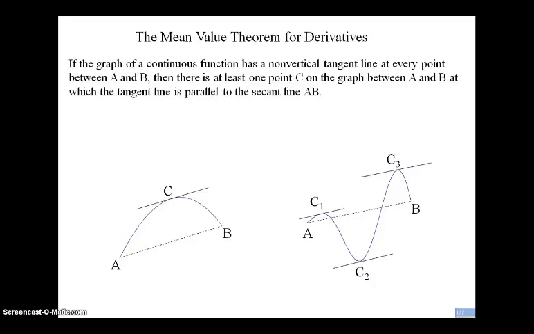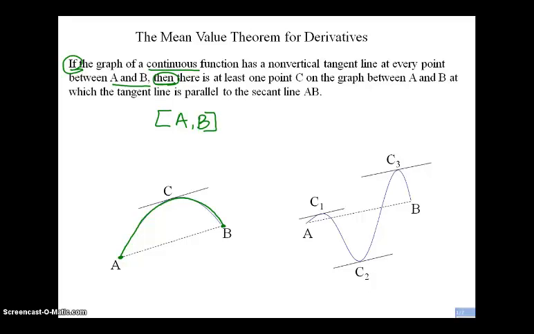Now we have an if-then statement. So we have to have the if before we get the then. The biggest thing that has to be true about our function is it must be continuous everywhere on the closed interval from A up to B. We have to have that if, which we can see in this example. This is a continuous function everywhere on the closed interval from A up to B.